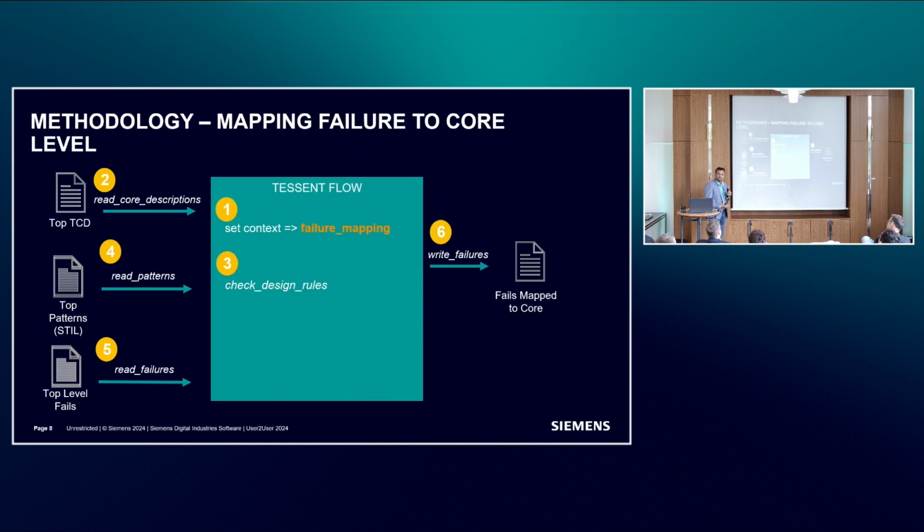With the log file in hand, we can now move to Tessent. Here we have a bit more description. In the Tessent shell, the ultimate goal is to remap the failure obtained at the top level of your design to the core level to perform effective diagnosis. The context is set to failure mapping. The second step is reading your top level description. The third step is running check design rules, which ensures the design DRCs are okay. It flattens the design and also learns from the design what sort of model I have got. Then you read the pattern that failed and supply the log file produced from the ATE into Tessent. At the end of this stage, you issue the command write failures to write out the failure file, which is now mapped to the core level.